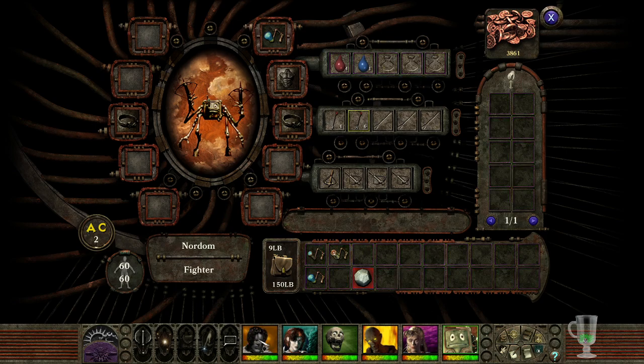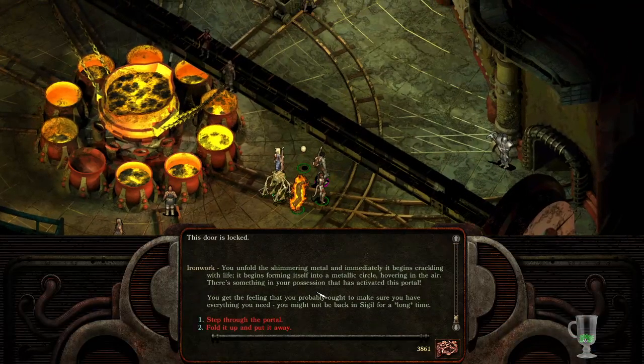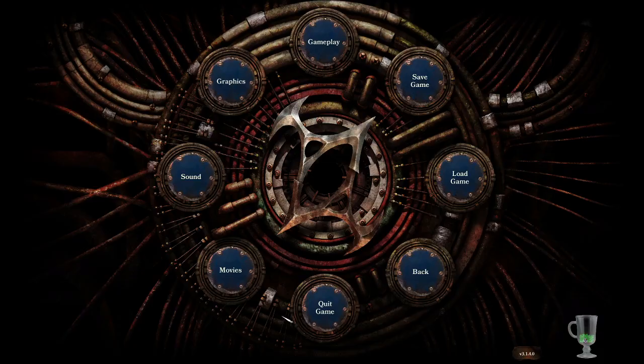Yo, yo, yo, yo. Use. Step through the portal! Woo!